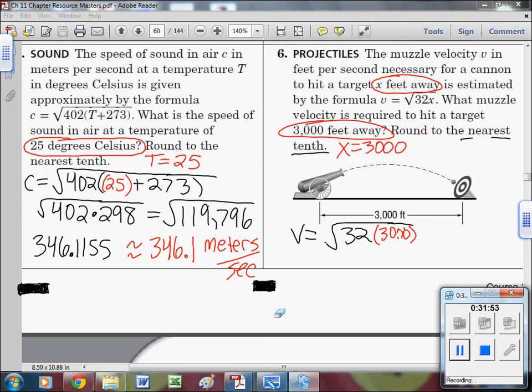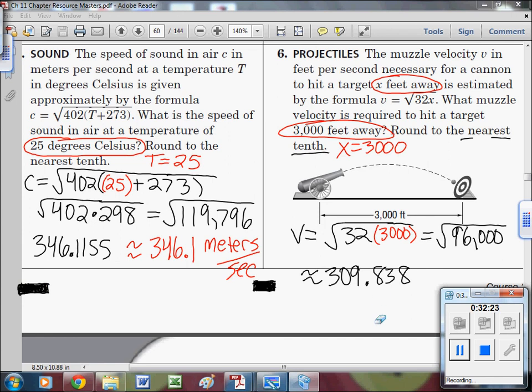So you first have to do order of operations. 32 times 3,000. Getting out the calculator. Okay, that's 96,000. So v equals the square root of 96,000. So now the next step is to actually do the square root. And that's going to give us 309. Now I'm just going to write a few of the digits. I'm writing 3 when technically you only need to write 2. I'm just showing you it really doesn't matter.